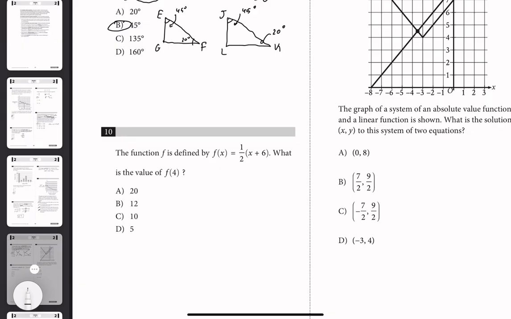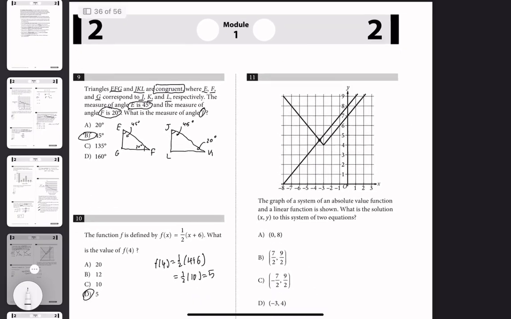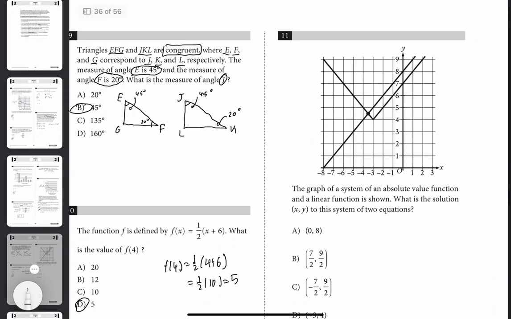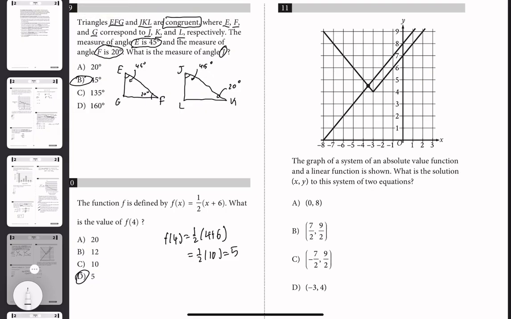The function f is defined by f of x is equal to 1/2 x plus 6. What is the value of f of 4? Simply just plug in 4. It's going to be 1/2 times 10, which is equal to 5. D is going to be your answer for this question. Super easy.